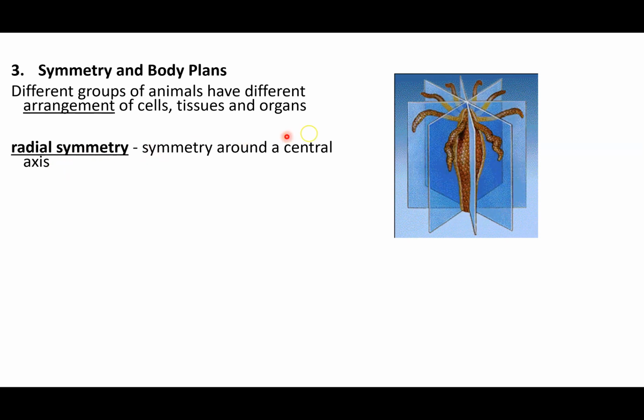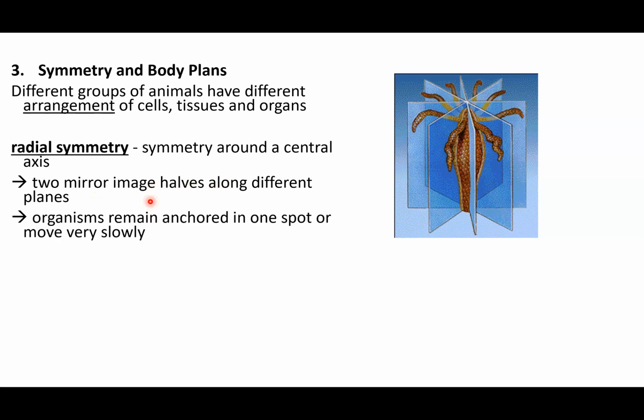So if we were to look, for example, at this hydra, there's a central axis and we can have several planes. So there's a central point in here, and we can form two mirror image halves along different planes. The organisms that display this type of radial symmetry tend to remain anchored in one spot or move very slowly.